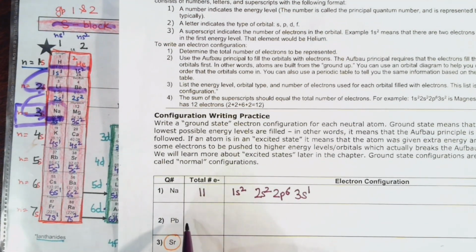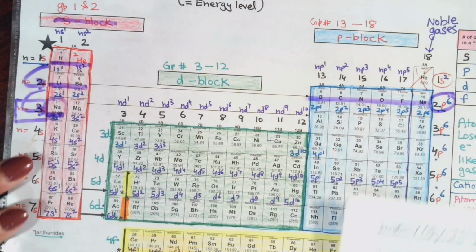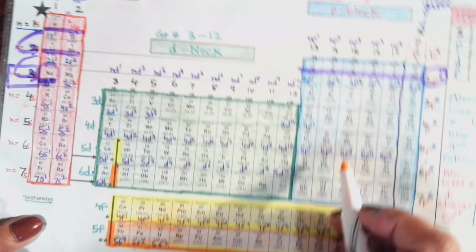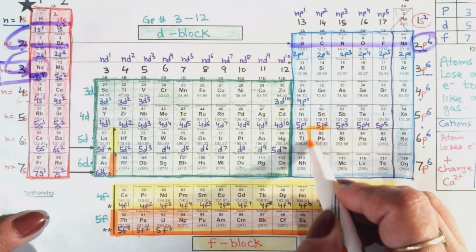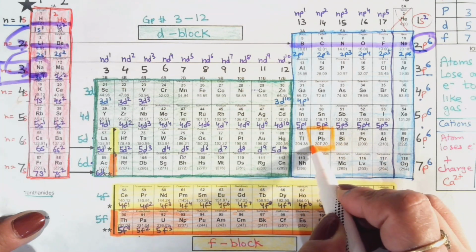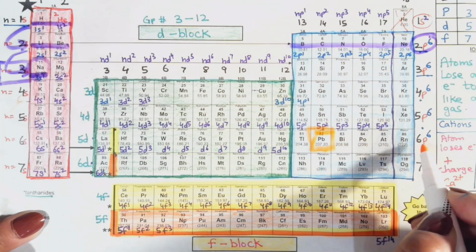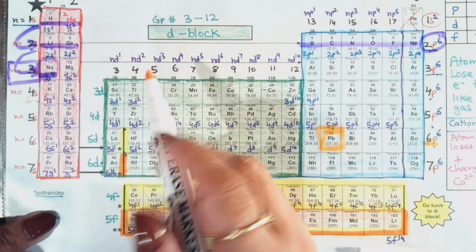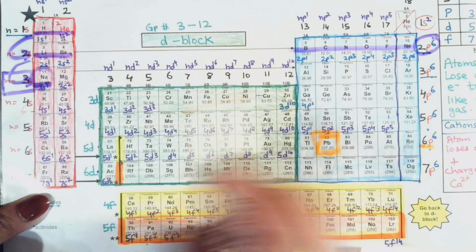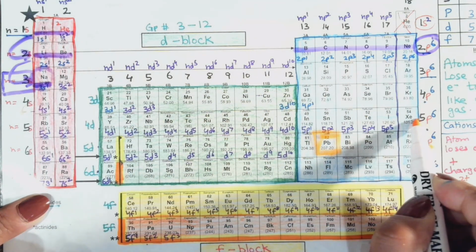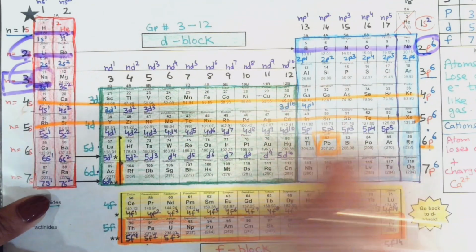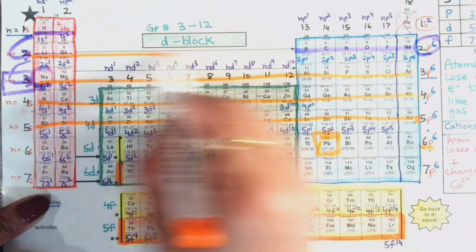Now let's do lead using the periodic table. First of all, let's locate lead. Lead is right here in the P block. Do you see lead? So this is lead. Now lead is in the 6th period. So we have to write down the configuration of all the elements till the 5th period. This is what we have to do.